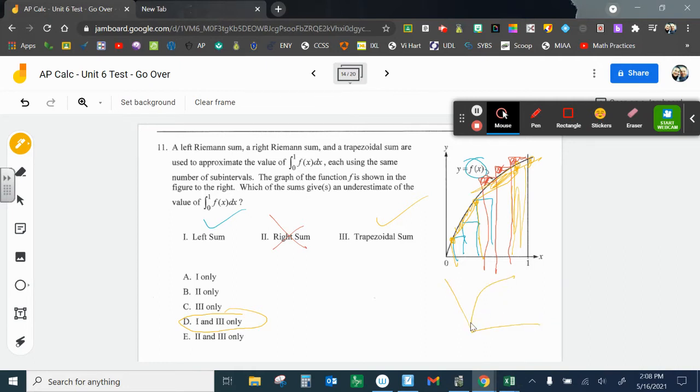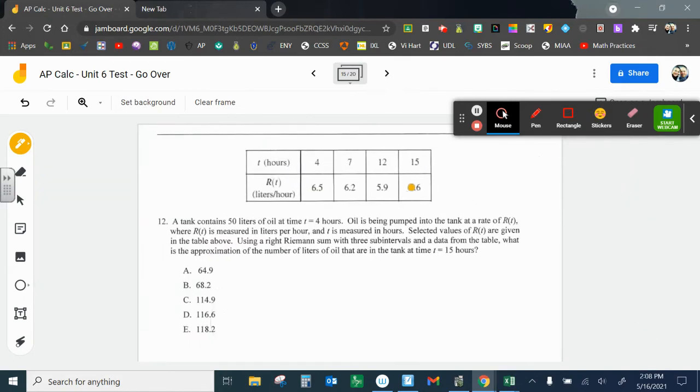Okay, the function's going like this. Oops, sorry, my trapezoid would be under always. Okay, good problem. Number 12, a tank contains 50 liters of oil at time equals 4 hours. Oil is being pumped into the tank at a rate of R of T, where R of T is measured in liters per hour and T is measured in hours. Selected values of R of T are given in the table above. Using the right Riemann sum with 3 subintervals and data from the table, what is the approximation of the number of liters of oil that are in the tank at time equals 15 hours?